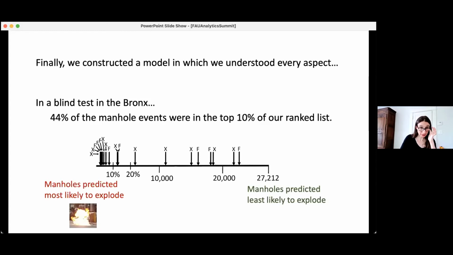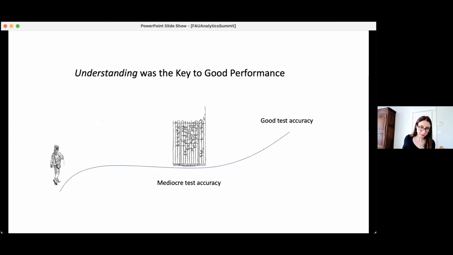What we found was that within the top 10% of our ranked list, we were able to capture 44% of the manhole events that happened that year. So what that means is that if Con Edison had inspected the top 10% of our ranked list, which is very doable, then they could have reduced the number of manhole events by up to 44%. This project was actually the reason I went into this field. It changed my career, working in the real world and realizing that if you don't understand what's going on, you're probably not doing a very good job.